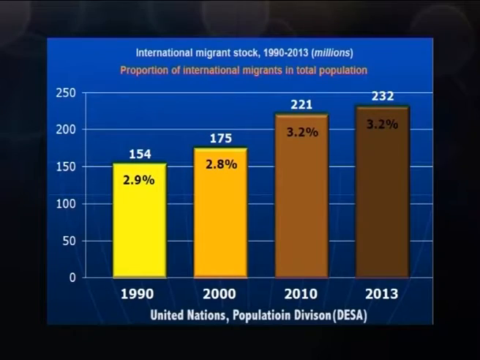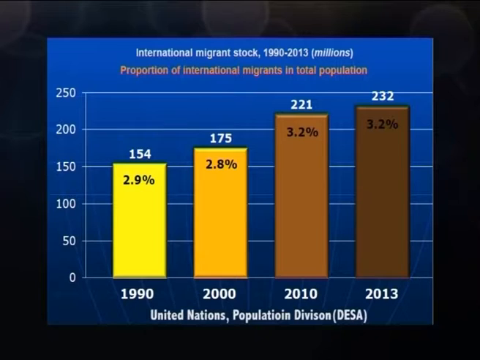The changes in international migrant stock for the world as a whole can be observed from this figure. The figure shows that the number of international migrants in the world has increased from 154 million in 1990 to 232 million in 2013. But as a proportion of total population of the world, it has increased from 2.9% to 3.2%, which means an increase of merely 0.3 percentage points.